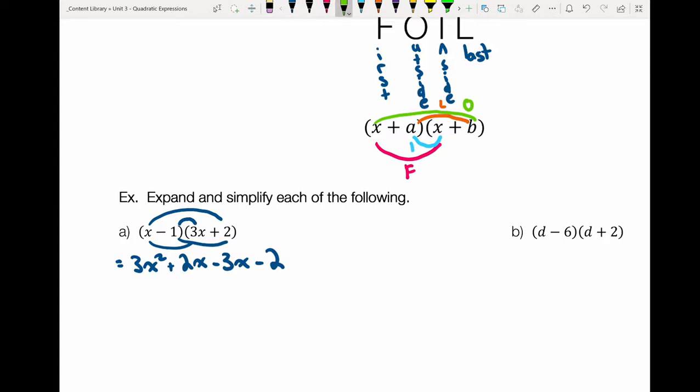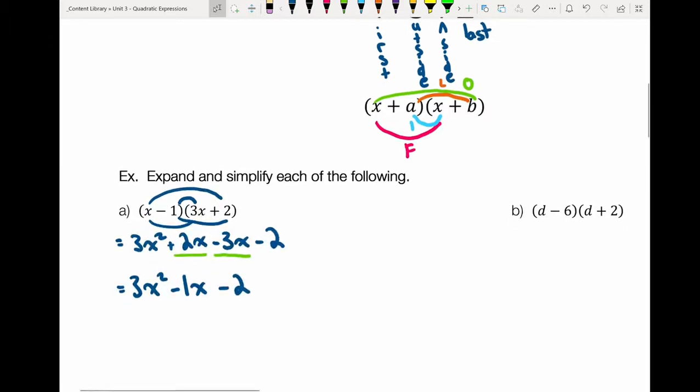Next, what we have to do is find any like terms. In this case, I can see my x's, I have like terms there. So 2x minus 3x is -1x, and then minus 2. And that is basically that product, or that multiplication, expanded and then simplified.